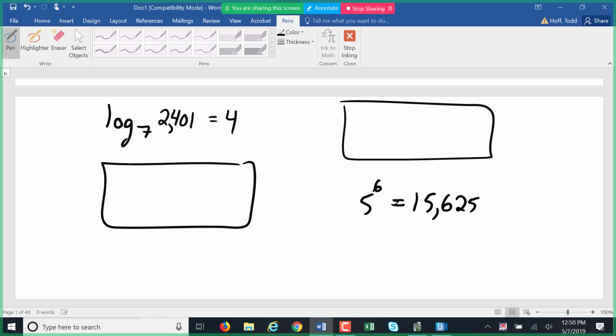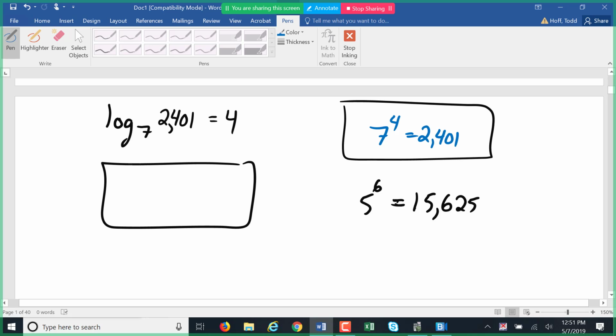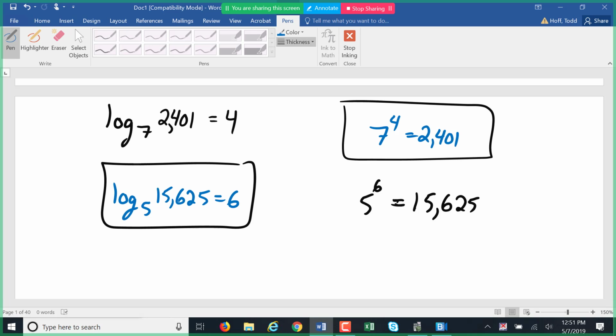So log base 7 of 2,401 equals 4. What's that going to become in exponential form? 7 to the power of 4 equals, perfect, 2,401. Going the other way, 5 to the power of 6 equals 15,625. What's that become in logarithmic form? Log base 5 of 15,625 equals 6. Perfect. Log base 5 of 15,625 equals 6. Beautiful.